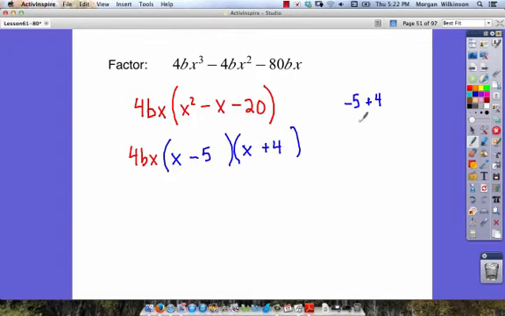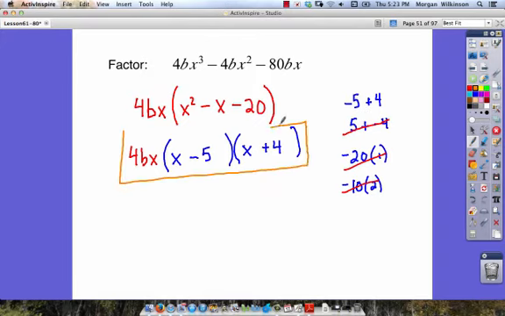Other factors we could have had would have been 5 plus negative 4 would have been negative 20, but that wouldn't have added correctly. We could have also had 20 and 1. We could have had negative 20 times positive 1, but that wouldn't have added correctly. We could have also had negative 10 and positive 2. Even if we reverse those, just like here, it wouldn't add correctly. So this was our only possibility for our answer. We'll practice factoring more, but the more that you practice this, the better that you'll get.